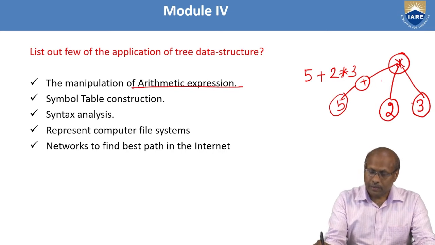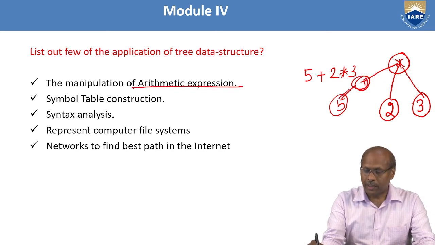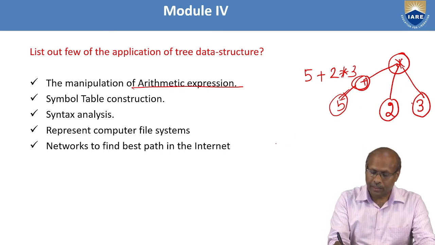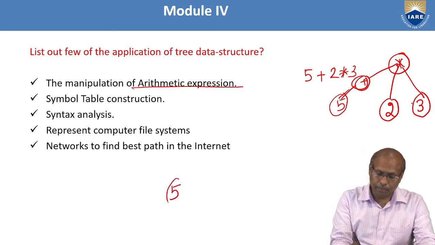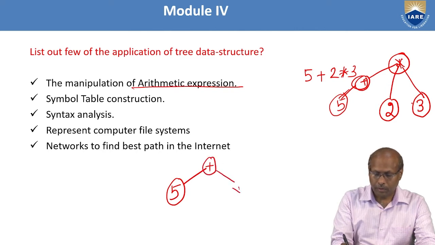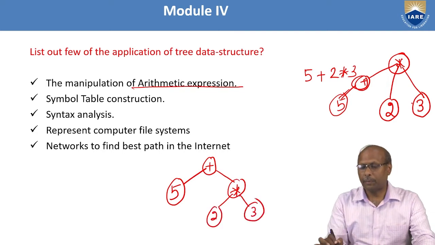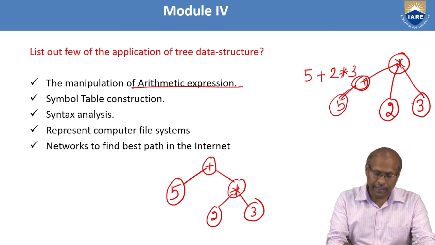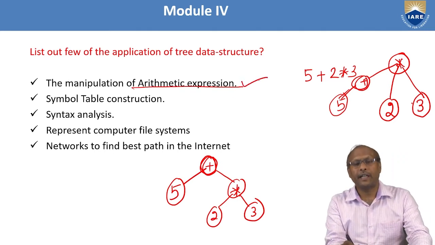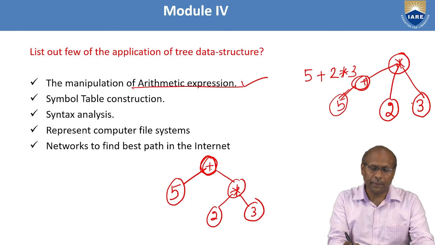Now here, this is the parent node and this is the child node. Similarly, you can write it like this: 5, the value, plus, star 2 and 3. You can represent it like this. So here plus is acting as my root, with 5, and here 2 into 3. Whatever the result comes, that result is added with 5. So this is also an example: arithmetic expression can be represented using a binary tree.